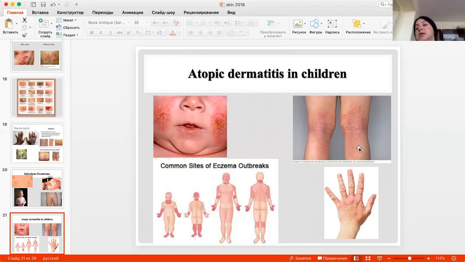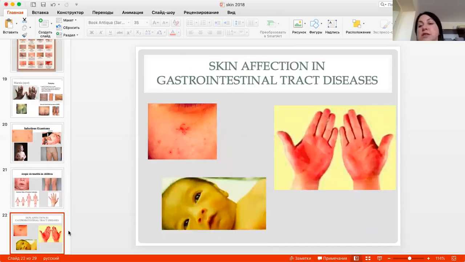Neurodermitis is more typical for older children, teenagers, and adults. The rash is mostly on the hands and on the knees. The typical element of rash, the brightest element, is lichenification, a secondary element of rash. In the case of gastrointestinal tract disorders, the very specific skin changes are telangiectasias. Look, it is here. Telangiectasia are star-like spots on the skin.